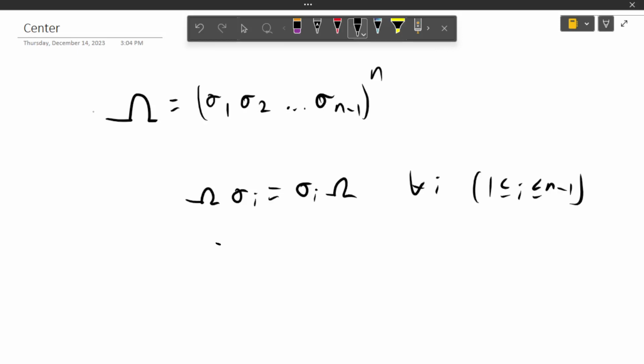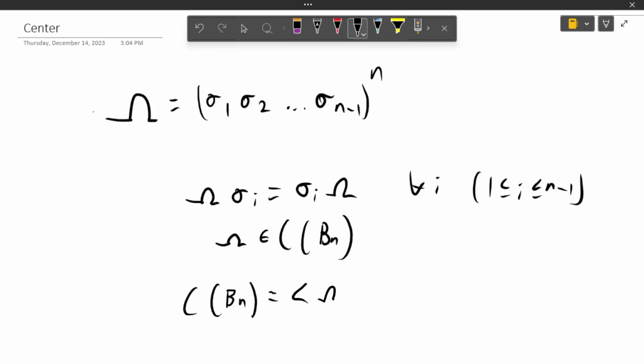So what this tells us is omega is going to be inside of the center of Bn. But we can do a little bit better than that. Without proof, it turns out that the center of Bn, all the elements that are going to commute with any arbitrary braid in Bn, is equal to the group generated by omega itself.